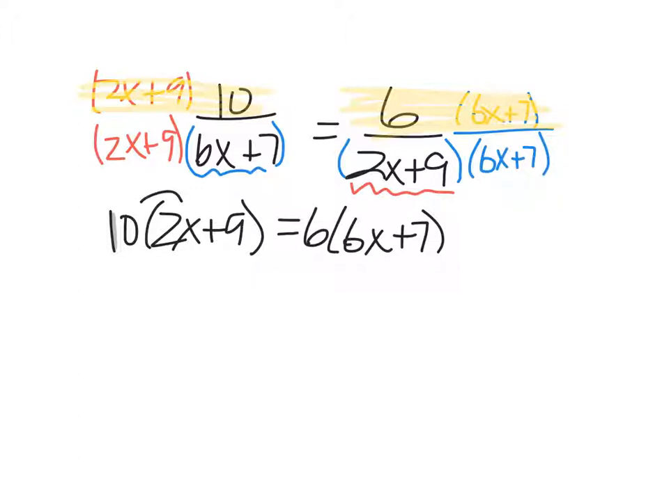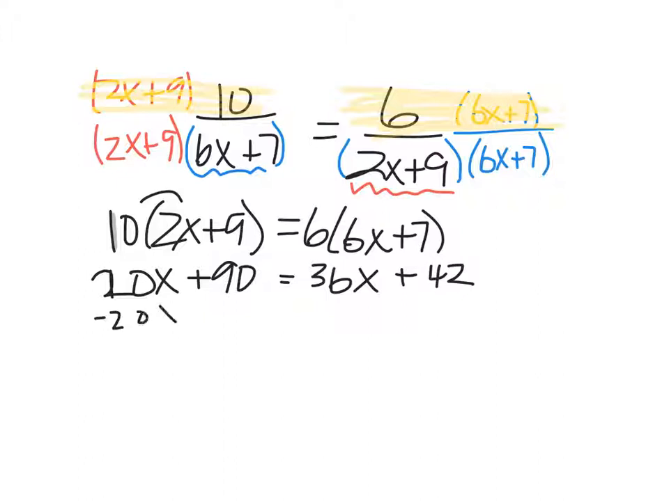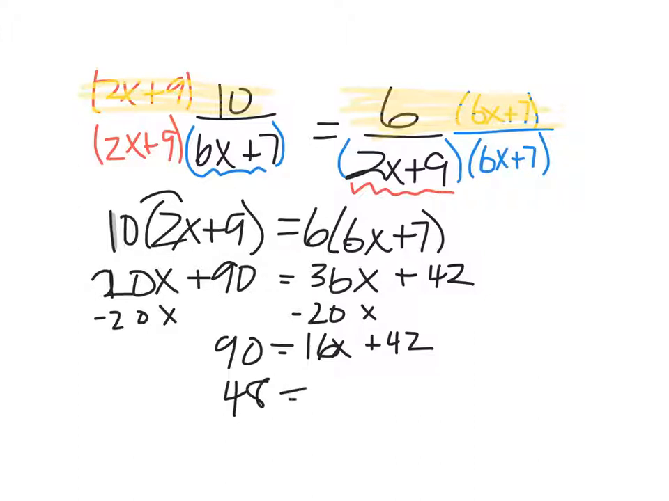And now we have an equation kind of like you would have had in an Algebra 1 class that we're just going to solve. 20x plus 90 equals 36x plus 42. Subtract your 20x. Y'all are in Algebra 2, so I'm sure at this point you can probably do this in your head, which is totally fine. 90 minus 42 is 48, equals 16x. So x equals 3.